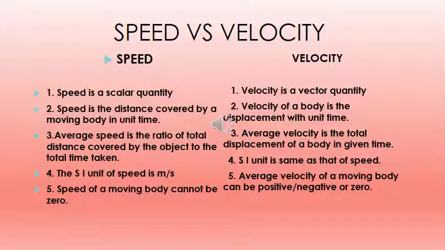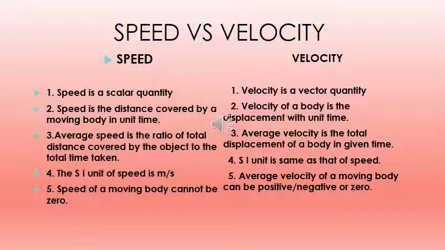Speed is distance covered by time. Velocity is displacement by time. Then what is average speed? In day-to-day life, we never talk of speed in actual. We talk of only average speed. That is total distance covered by total time taken. Then average velocity is total displacement by total time taken.